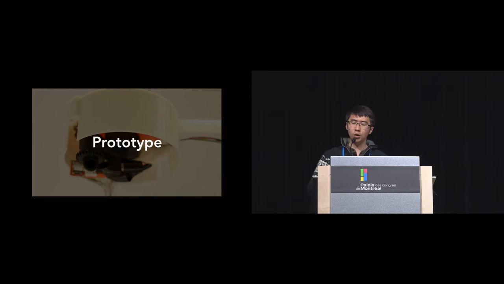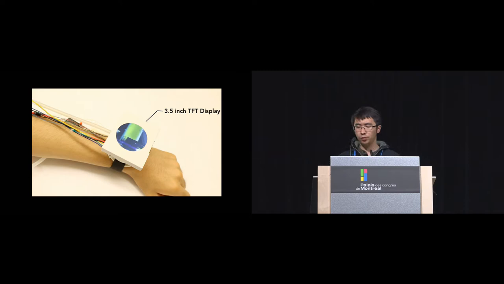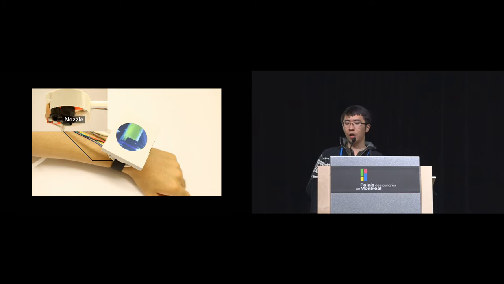So next, I'm going to talk about the prototype of Jetto. Actually, it is quite challenging to generate ungrounded force on smartwatches. Here, we use a pneumatic system only for this concept demonstration. Jetto has two primary components. A front end consists of a 3.5-inch TFT display, along with a mechanically controlled nozzle, and a back end pneumatic system capable of generating lateral force by emitting a jet of air.